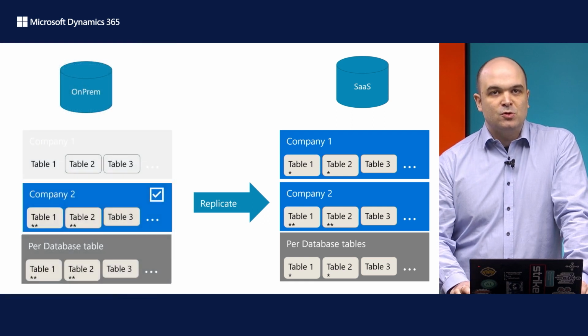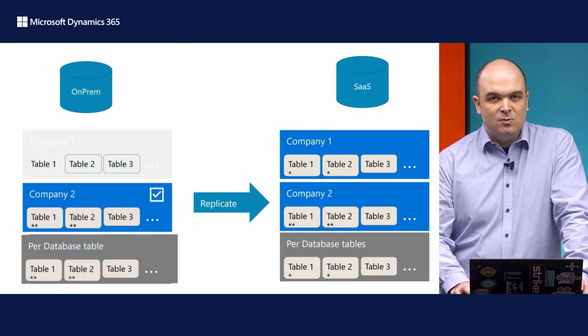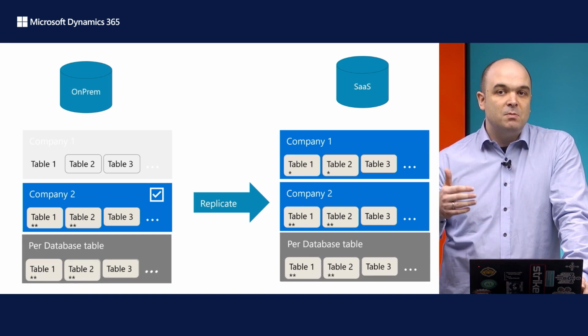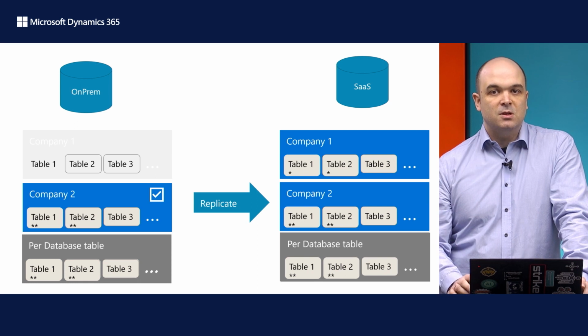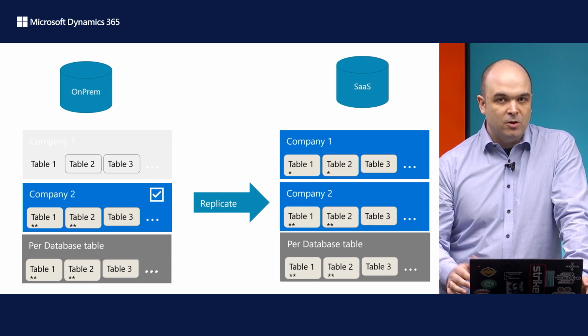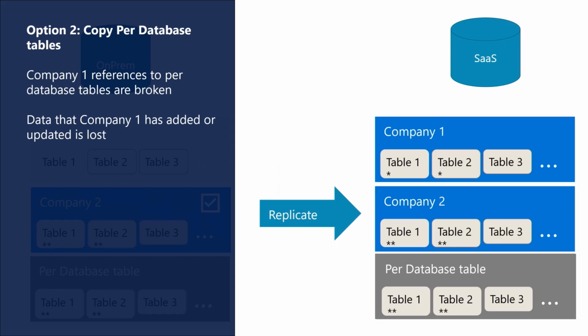Option 2, which was happening in more cases, was that we would copy the per database table, but the engine would simply overwrite the entire tables because it is easier, and this is also a performance optimization. So in this case, the references from the company 1 tables would be broken, and all of the data that company 1 has added or updated in the meantime is lost.